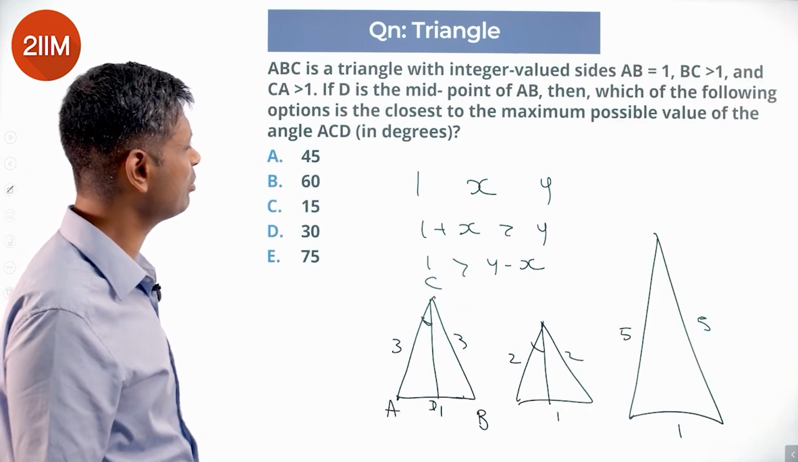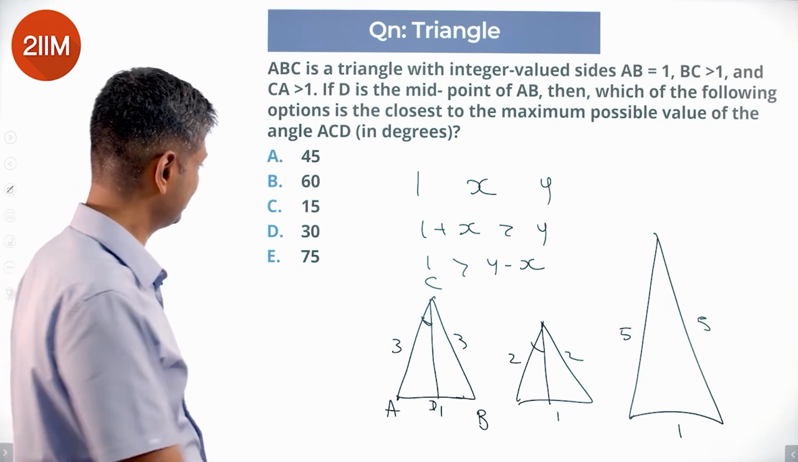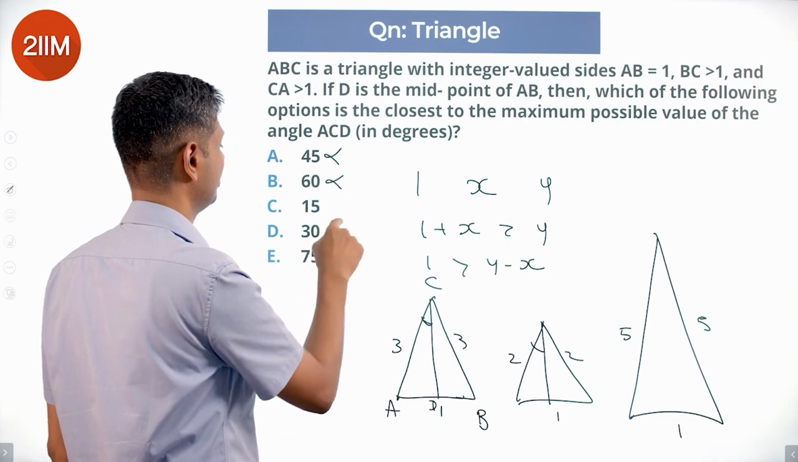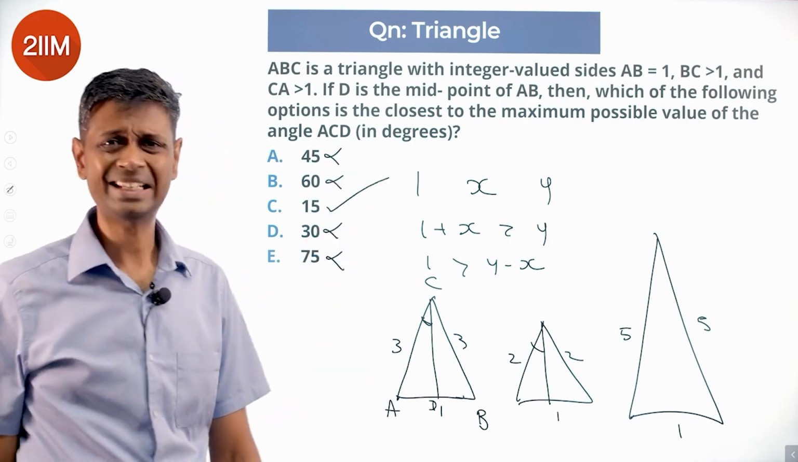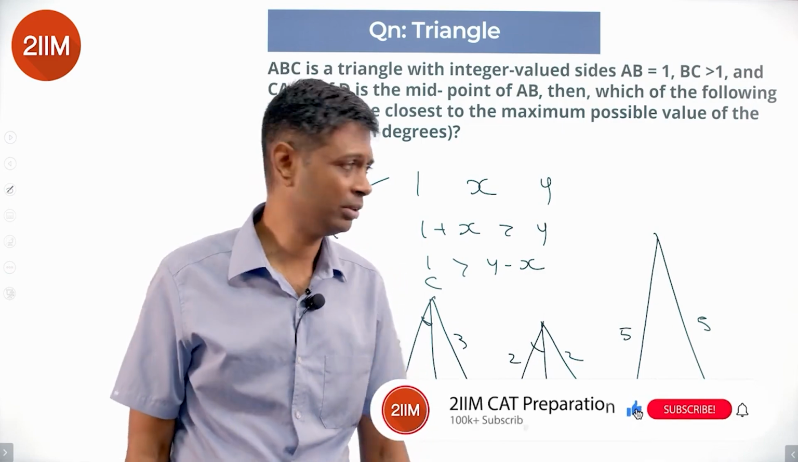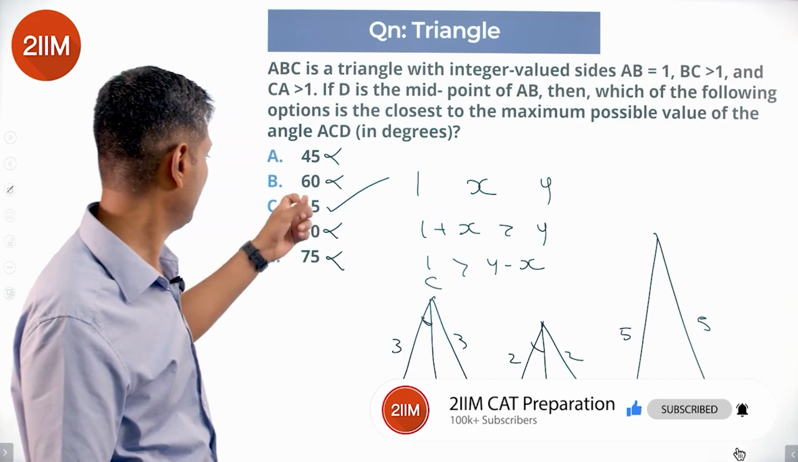Closest to the maximum possible value. So it is less than 30. So it is not this, not this, not this, not this. Sine 15 must be close to 1 by 4. I don't think it'll be 1 by 4 exactly, but it must be close to 1 by 4. That's the answer we're looking for.